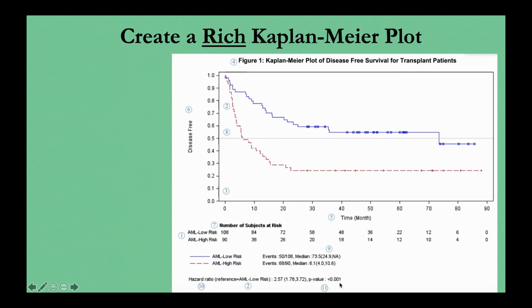Also, you have the p-value. So this kind of Kaplan-Meier plot really has a lot of information. Usually, it will cover, I think, at least more than 90% of reporting needs. So, how could we make this one?